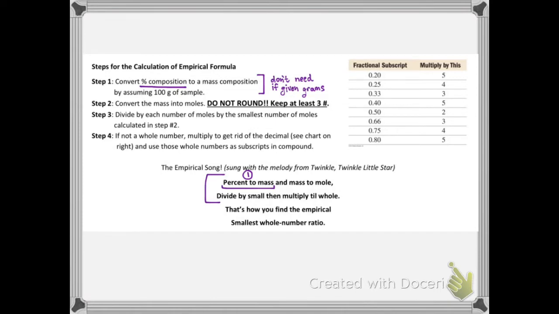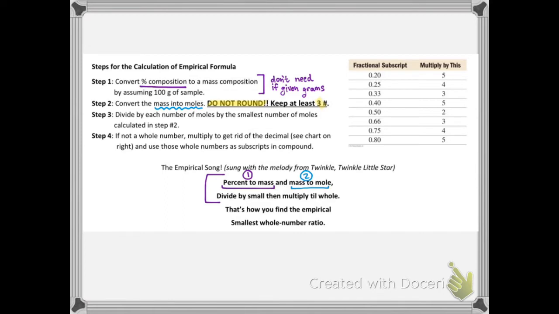Step 2, super important, and it's easy. Just convert the mass of each element into moles. However, please be very careful. This is literally the number 1 mistake that people make on empirical calculations, and it will lead you to very strange answers. You cannot round here. Our goal is to get to whole numbers, and we will by the end, but please do not round. Keep at least, I tend to just rule of thumb, 3 sig figs. If you round, you're rounding too soon, and you're not going to get to the right empirical formula at the end. So don't round yet.